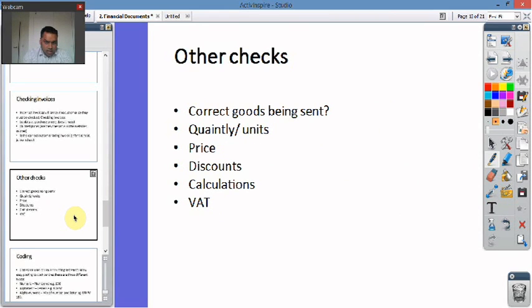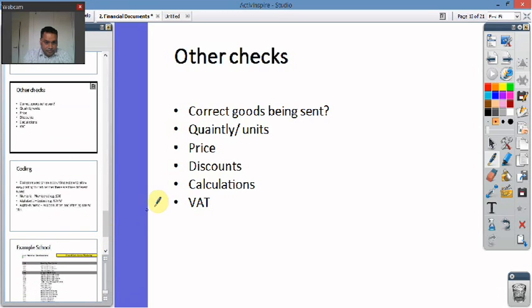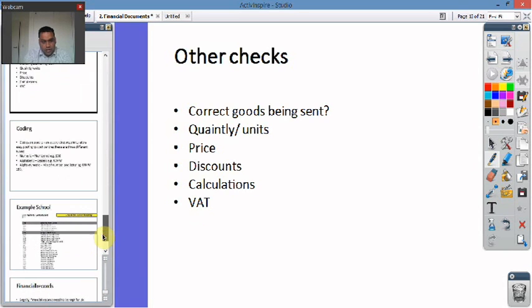Other checks are the correct goods being sent, quantity, units, pricing, discounts, calculations, VAT. All of these things need to be calculated and checked before they're sent out. Often calculations of VAT and other items such as units and total prices are normally done by accounting systems nowadays, but if you're using the manual system, which you still can, you have to check that these things are all correct.